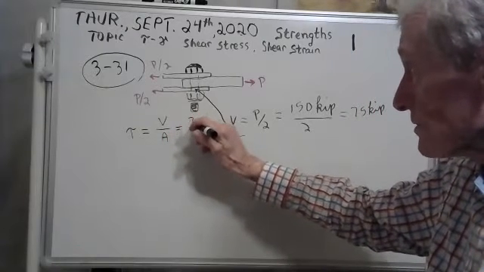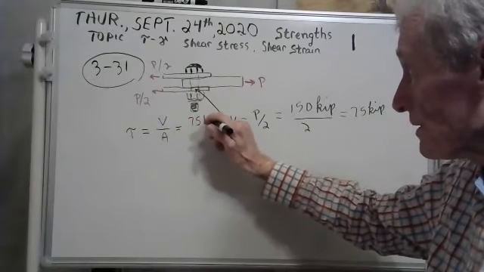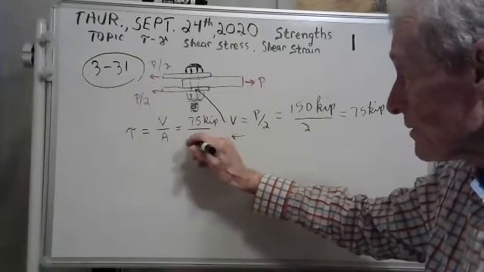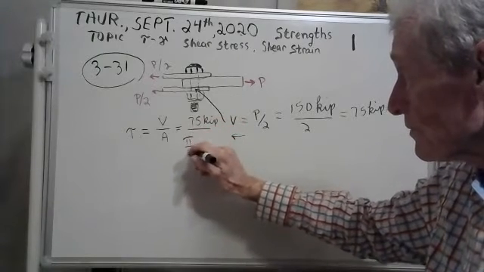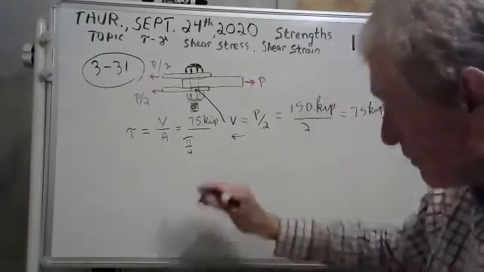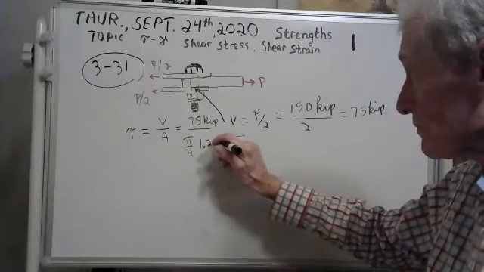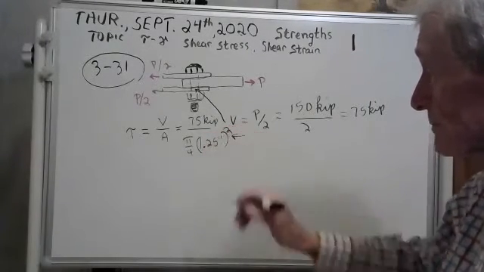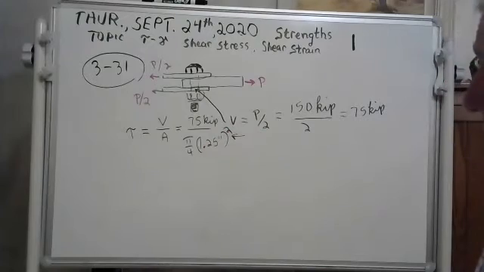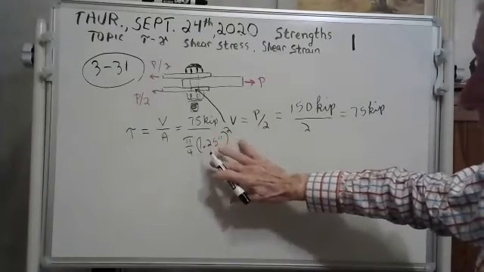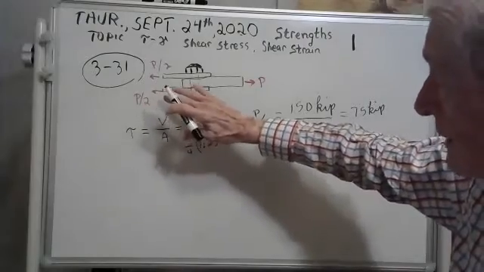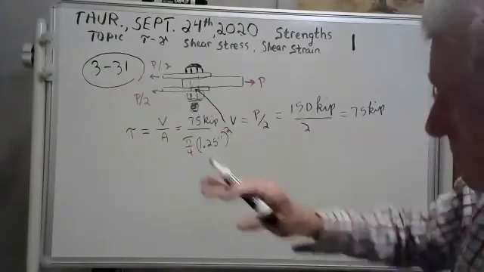Which is 75 kips divided by pi over 4 times 1.25 squared. Okay. I'm going to get the shear stress now acting in the bolt right there.